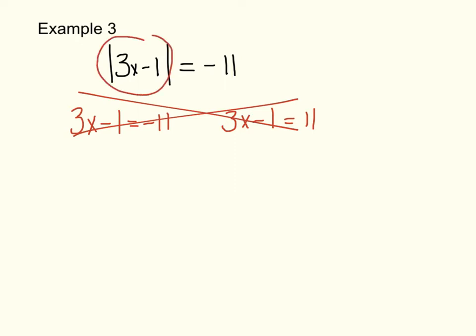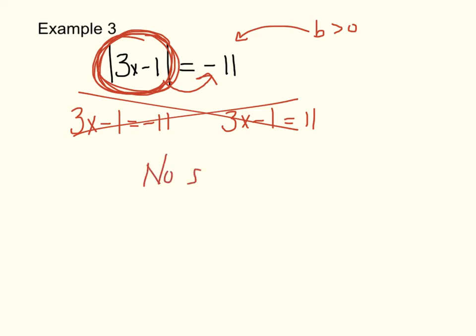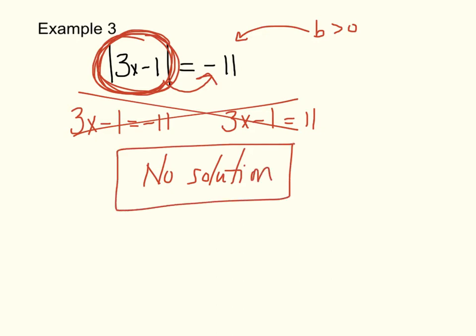Absolute values by itself. If you remember our rule, b, which is a negative 11, has to be greater than 0. Because this is absolute value. Absolute value must always be positive, which means absolute value cannot be equal to a negative number. Therefore, this is empty set or no solution, because absolute value cannot be equal to a negative.